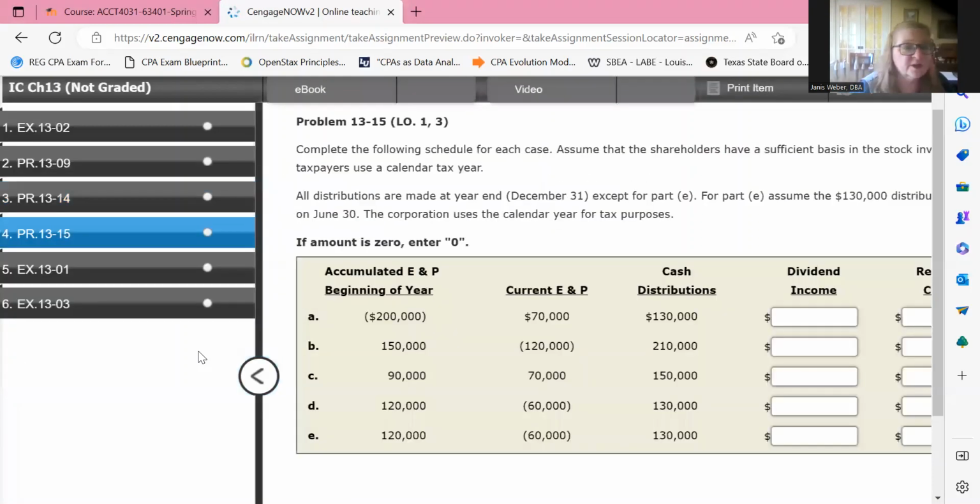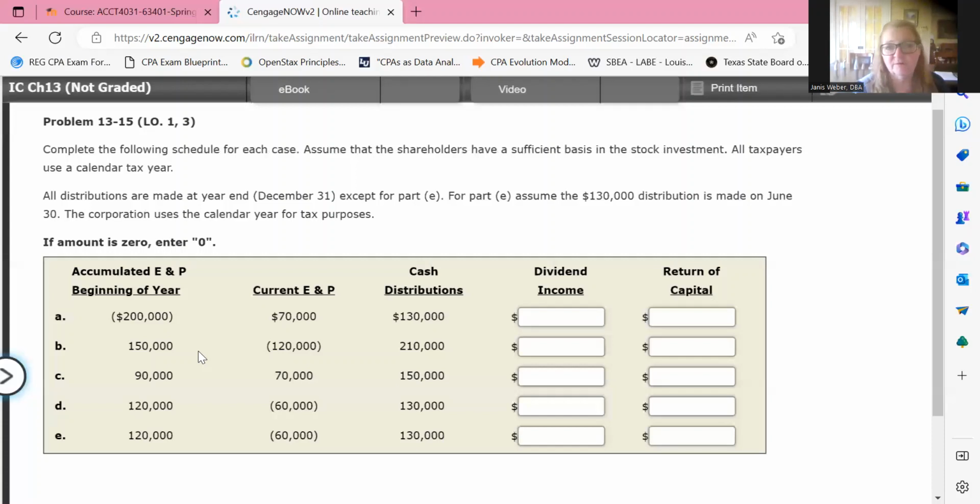One more, 1315. Now this one's a pain, but it's not unconquerable. It's just a pain. Complete the following schedule for each case. Assume that the shareholders had sufficient basis in the stock, meaning it's not going to be a capital gain. All taxpayers use the calendar year. All distributions are made at year end except for E.